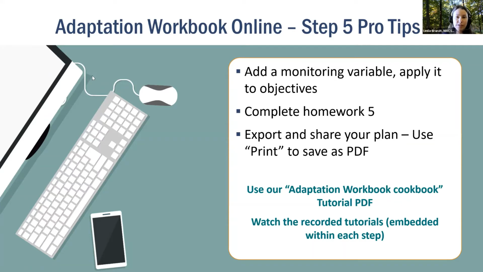So now I'm just going to give you some pointers on completing the online workbook for step 5. So here, what you're going to be doing is adding a monitoring variable and applying it to your objectives. Like I just mentioned before, we're really connecting it back to those original objectives that you laid out in step 1 and evaluated again in step 3. And your adaptation strategies, approaches, and tactics that you outlined in step 4 are also supposed to relate back to those objectives. And so we're relating everything back to those objectives.